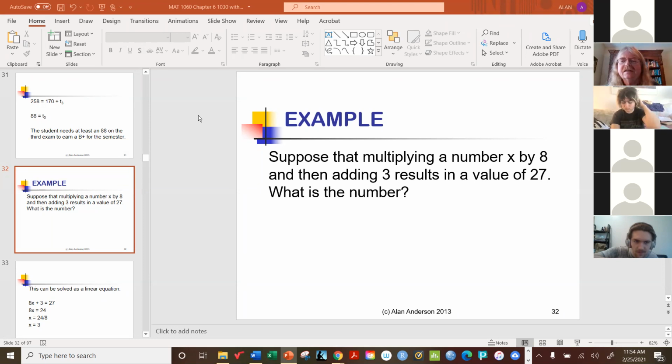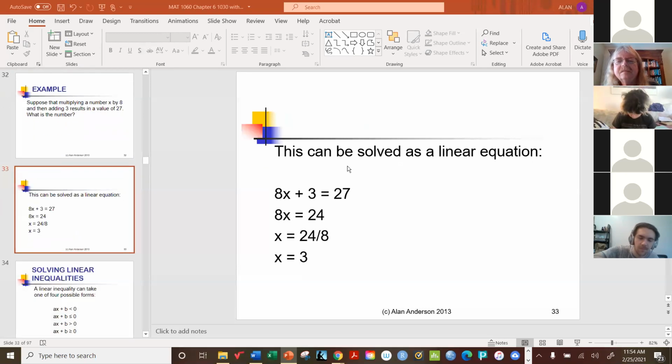Oh, somebody's already got it. It was 3. That's exactly right. Well, let's see why. So the setup is that, remember, it says multiplying a number by 8 and then adding 3 gives us a value 27. Now it's just algebra. You just subtract the 3 from both sides and divide out that 8 and you're all set.